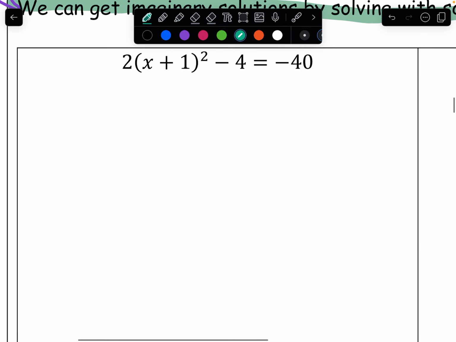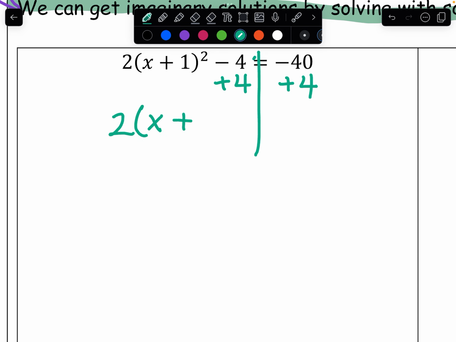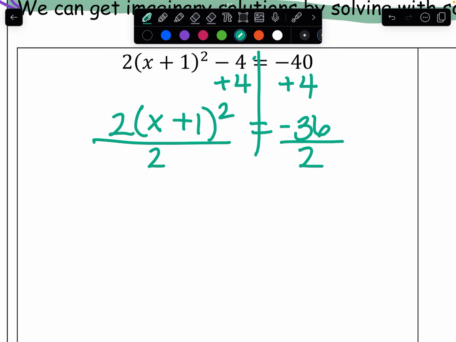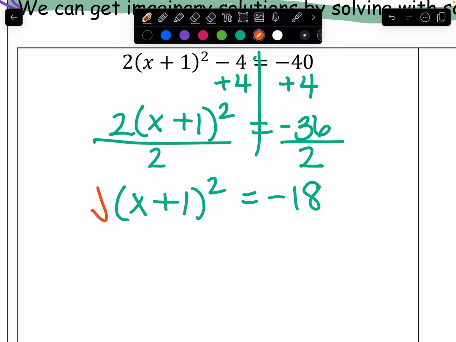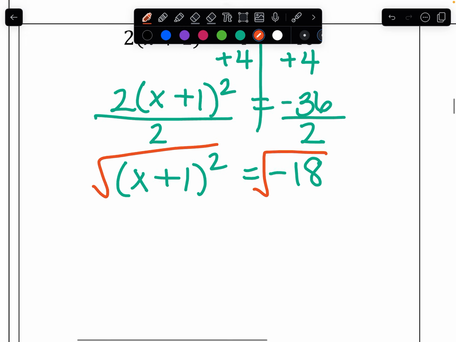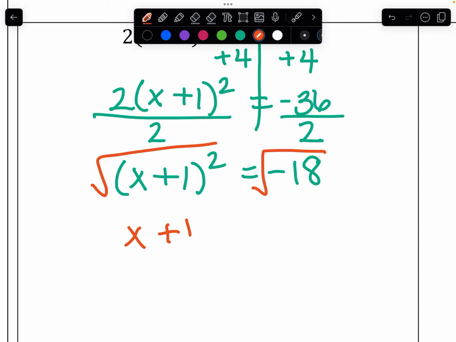So what we do is, like the equal sign, add 4 to both sides, giving us 2 times x plus 1 squared equals negative 36. Dividing both sides by 2, we isolate our squared term, giving us negative 18. Now from here, we're going to square root both sides, giving us x plus 1 equals plus or minus.